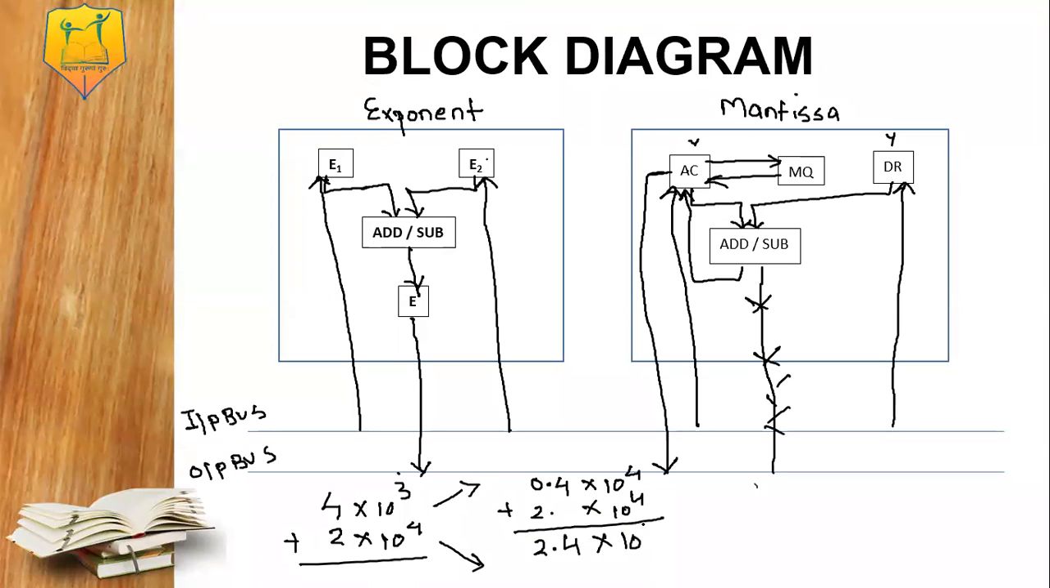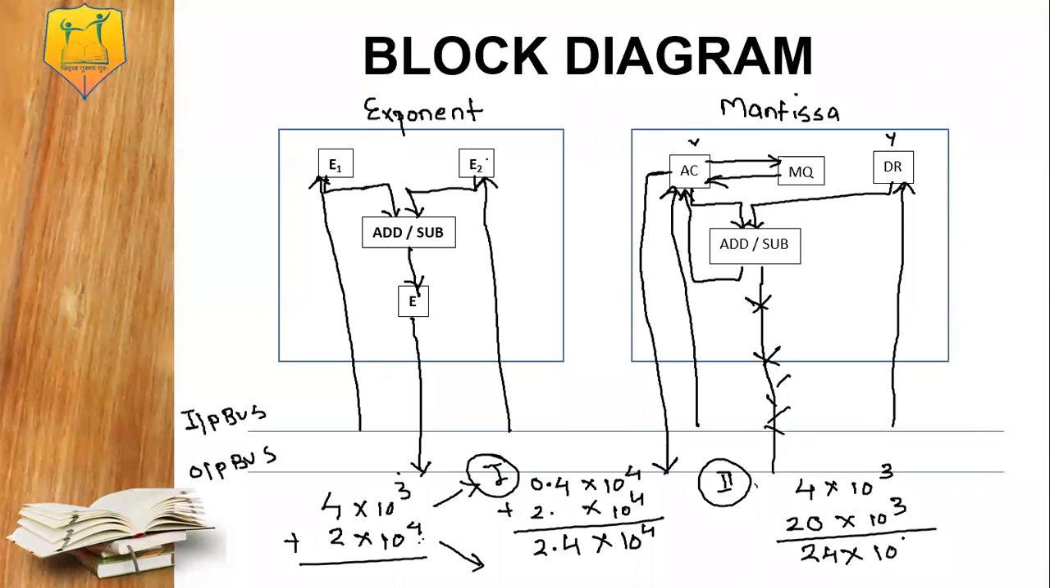into 10 raised to 4. Okay, this is the first solution. Now what does the second solution say? Instead of making the lower higher, let's make the higher lower. It means 4 into 10 raised to 3 we keep as it is, and instead of 10 raised to 4, we will make it 10 raised to 3. But how? This becomes 20 into 10 raised to 3. Now this is 24 into 10 raised to 3.